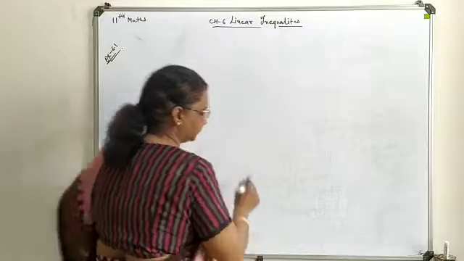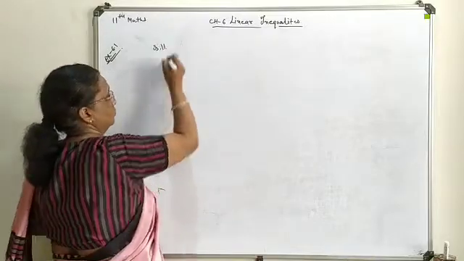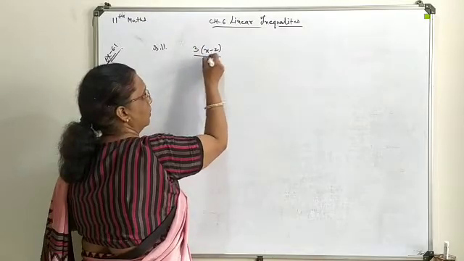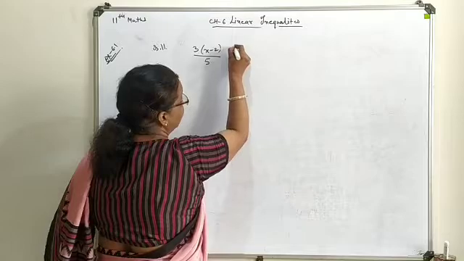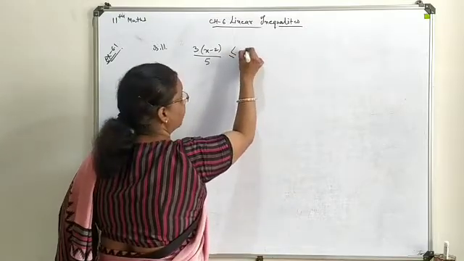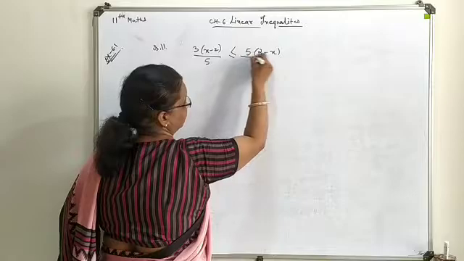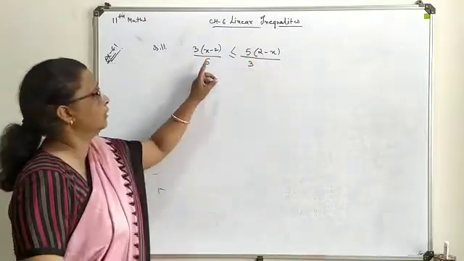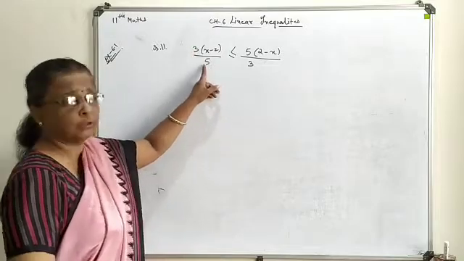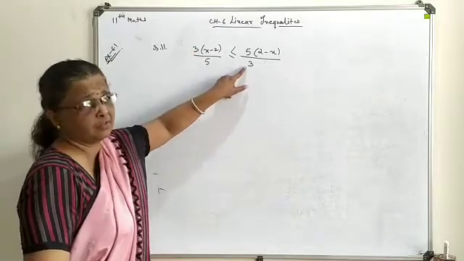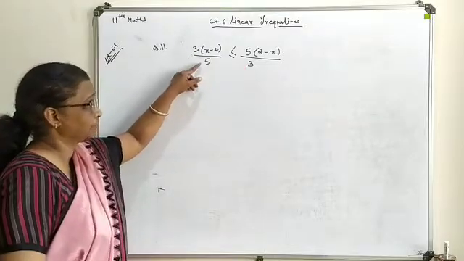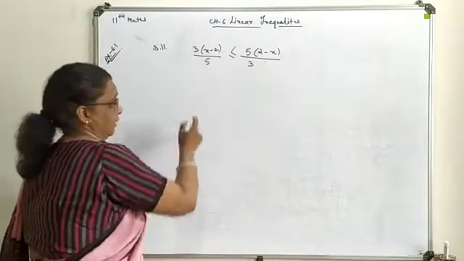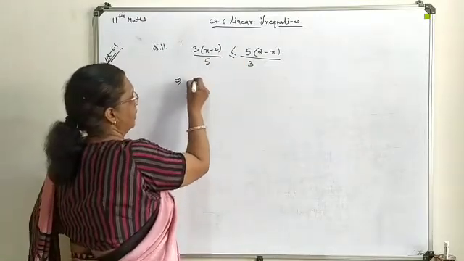In the 11th one, the question is given as (3x minus 2)/5 less than or equal to (5(2 minus x))/3. So first of all, remove this 5 over here and remove this 3 over here. So here we will cross multiply with the 3 and this is by 5. As a normal equation form it is to be treated.